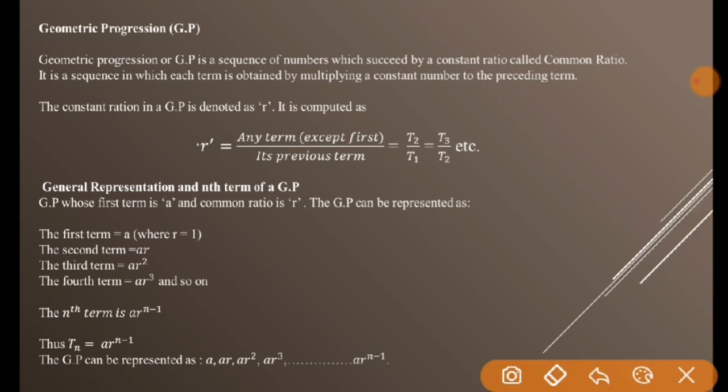Okay, the general representation of the nth term of a geometric progression will be like this. The first term will be A only, where R is equal to 1. So it is like AR, okay? If you are multiplying A with 1, you are getting A only. The second term is AR, third term is AR square, fourth term is AR cube, okay?